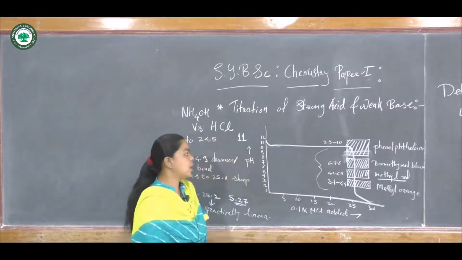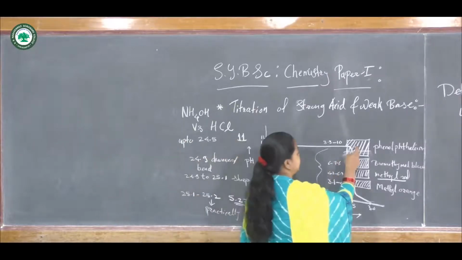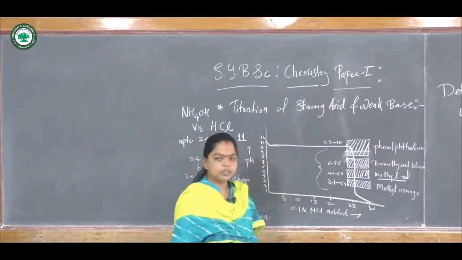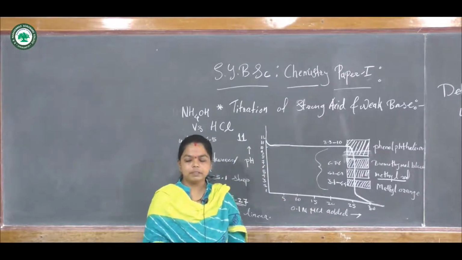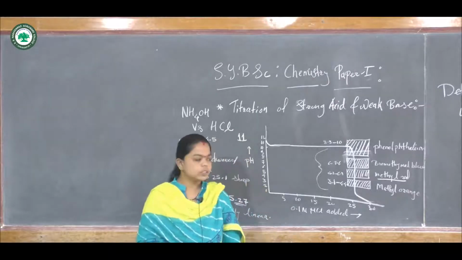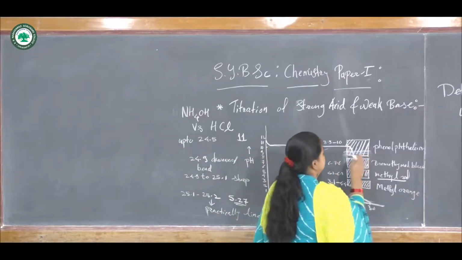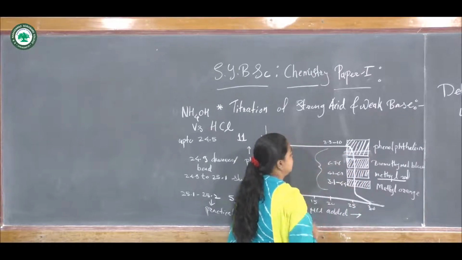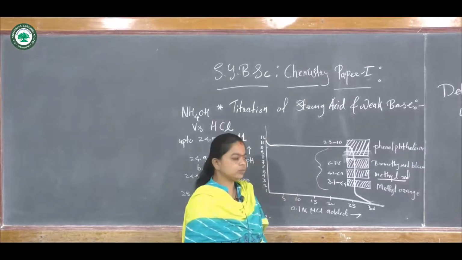So from this graph we can see the different pH values given for the indicators that can be put on the range in this graph. So it can be put at the top side here. First is the phenolphthalein indicator. It has the transition range from 8.3 to 10.